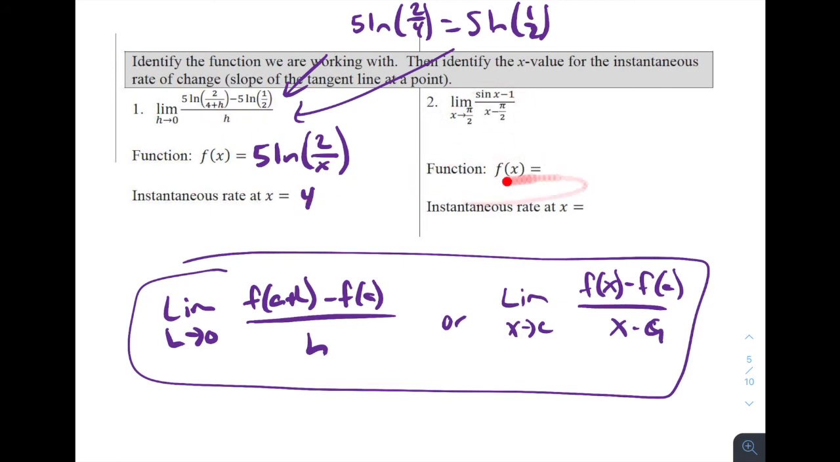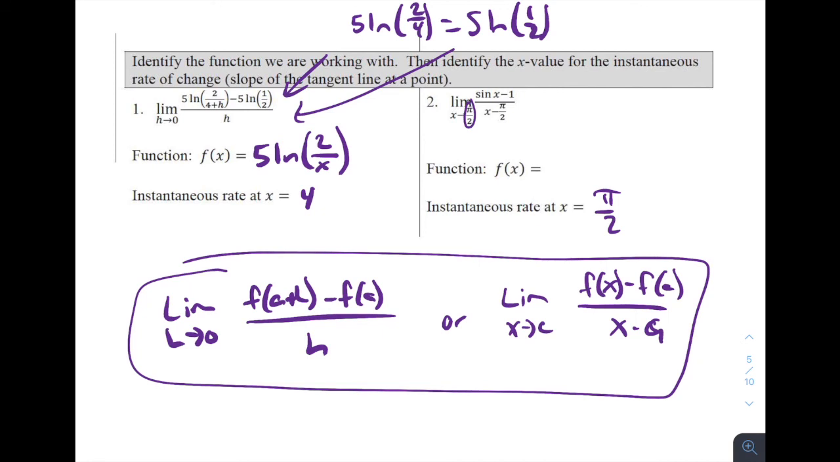What about this one over here? Well, I notice immediately this doesn't have the h's like the other one does, but I do see it's as x approaches pi over 2, and it looks like a difference quotient, like a y2 minus y1 over x2 minus x1 sort of form. So if this is the case, then the x value approaches our a value, which would mean that this is the instantaneous rate of change at pi over 2, right? That's from this piece right here, and that's also what we're subtracting there.